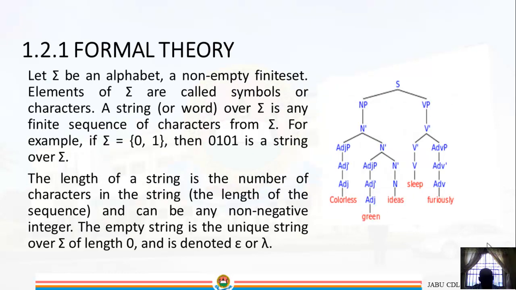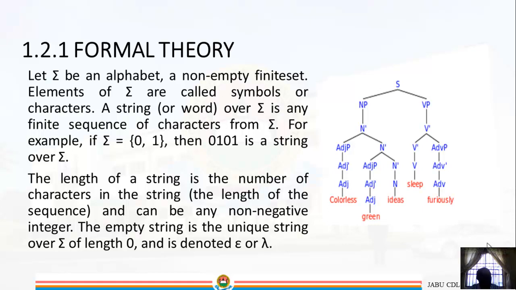Now, we want to look at some examples. Let sigma be an alphabet. A non-empty string element of sigma is called a symbol or character. A string over sigma is any finite sequence of characters, any type of character from sigma.